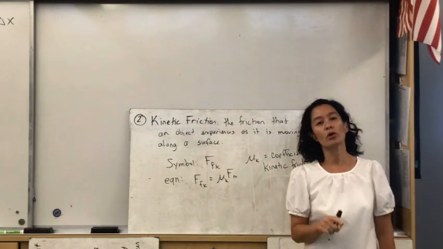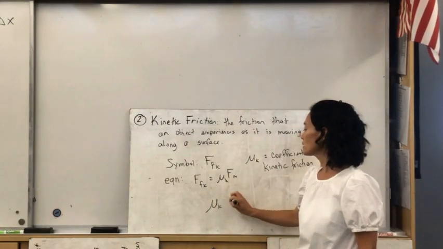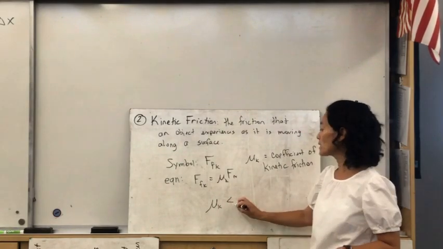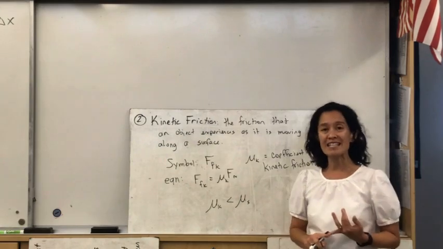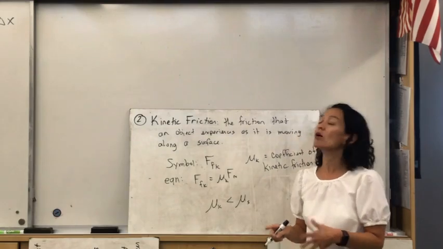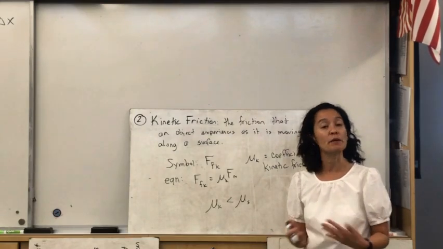And something to note is that for a given material, for a given surface, mu k is always going to be less than mu s. Which means that the static friction that you have to overcome to get the object moving is always going to be bigger than the amount of friction you're going to be working against to keep the object moving.